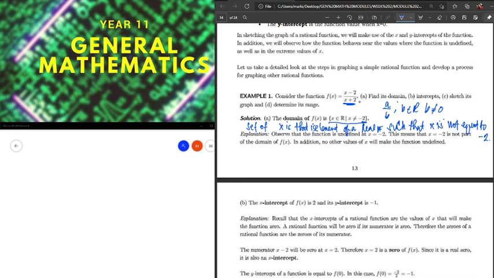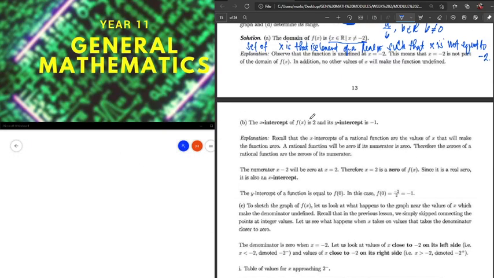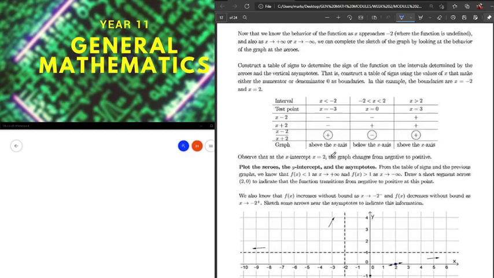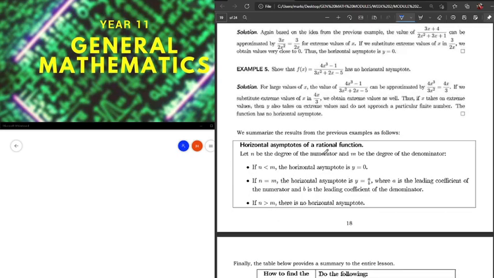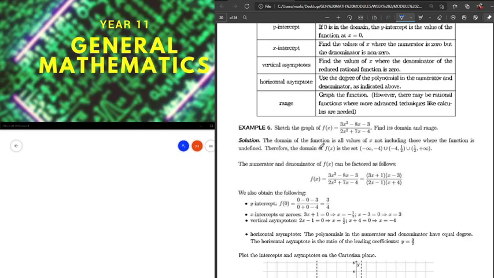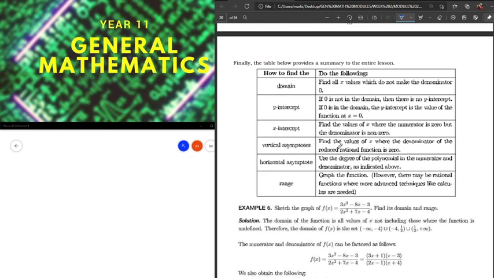Next, let's move on to the x-intercept. How are we going to find the x-intercept? Let's move on to the summary. Kindly turn your page to page 19. This one, example number 6. Okay, and we have here the table summary.